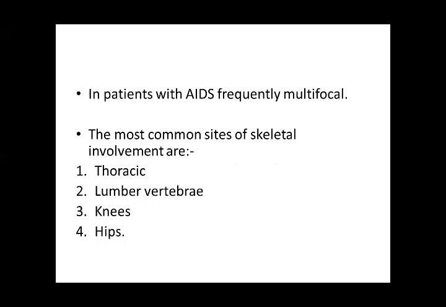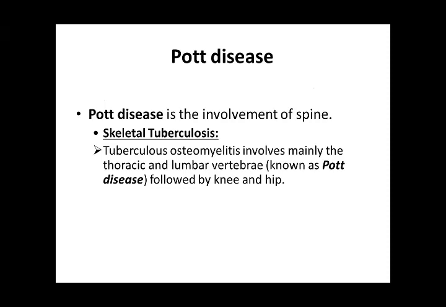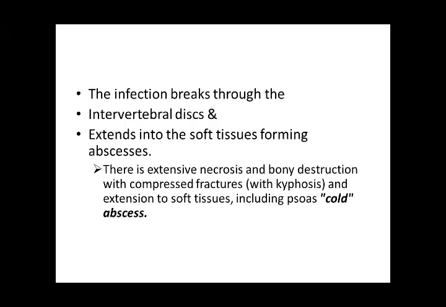Most common sites of skeletal involvement are thoracic and lumbar vertebrae. Whenever there is involvement of the spine by tuberculosis, particularly the thoracic and lumbar spine, it is called Pott's disease. Pott's disease is involvement of the spine. Skeletal tuberculosis: tuberculosis osteomyelitis involves mainly the thoracic and lumbar spine, like Pott's disease, followed by the knee and then the hip.